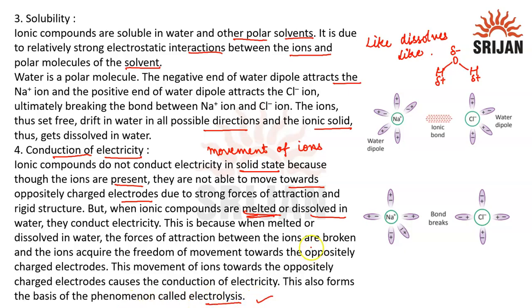So we can say ionic compounds are good conductors of electricity but in the molten and aqueous state, not in the solid state. So I hope this is clear to you.